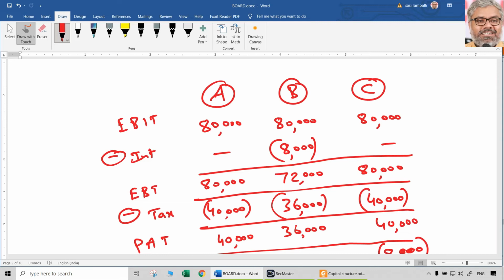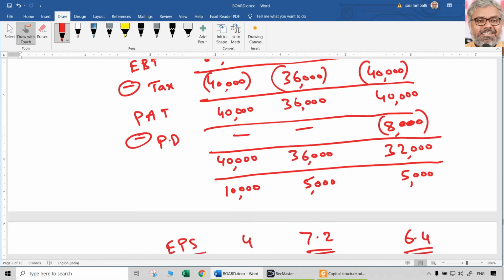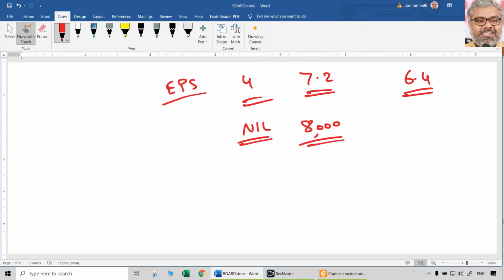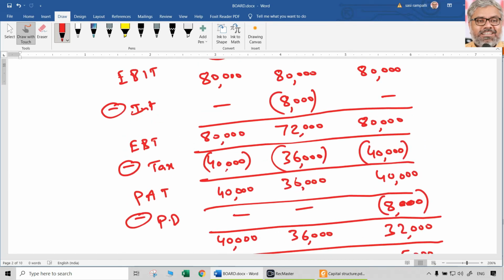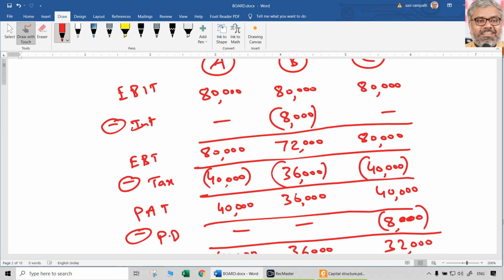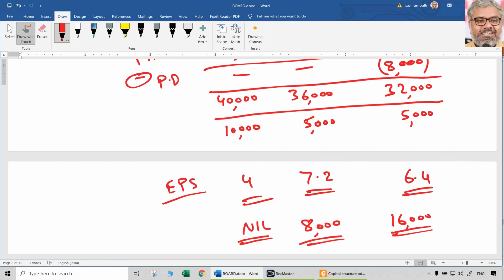But for plan C, you have to pay preference dividend of 8,000. However, preference dividend is also one of the fixed charges, though it is not an interest, but it is also a fixed financial commitment. In order to pay 8,000 preference dividend, how much income you have to earn? 16,000. Why? Because tax rate is 50%. So if the EBIT, if the income is 16,000, then earnings after tax will be 8,000. That will be sufficient to pay preference dividend.